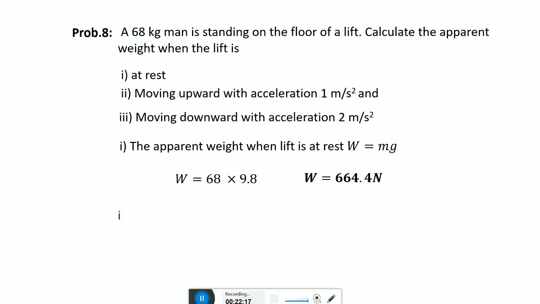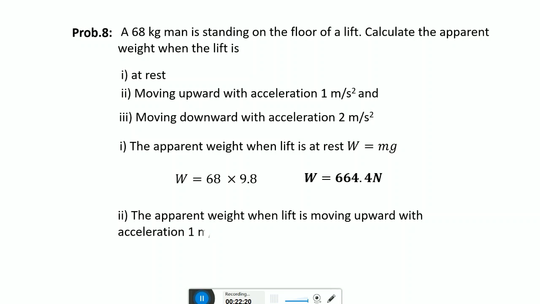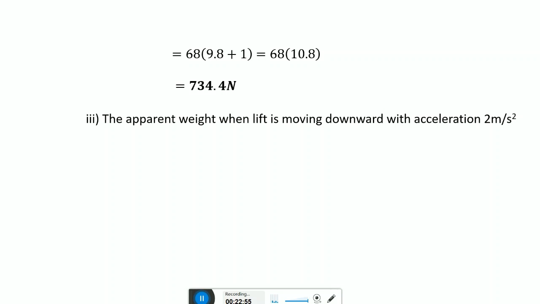So the equation is apparent weight is equal to mg plus ma. Taking m common, we get m into g plus a. Putting value of m, g and a. Again value of g is 9.8 meter per second square. M is 68 kg and value of a is given, that is 1 meter per second square. So we get apparent weight is equal to 68 into 10.8, that is 734.4 Newton.